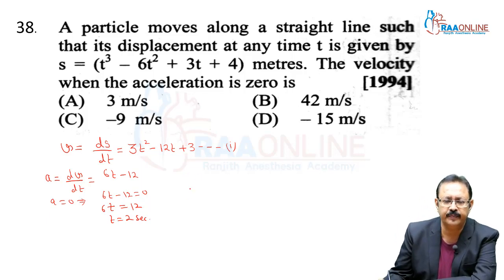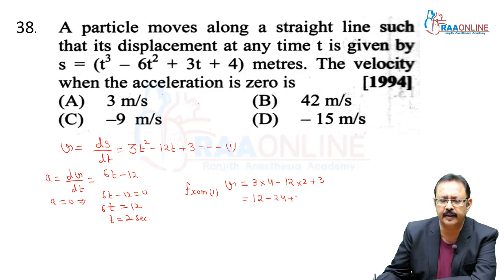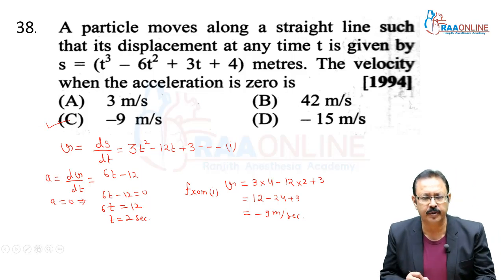So from equation 1, we are able to calculate that. Put in that relation t equals 2. 2 square means 4. So what we are getting? 12 minus 24 plus 3. 12, 3, 15. 15 minus 24 is minus 9 meter per second. So we are going with option C.